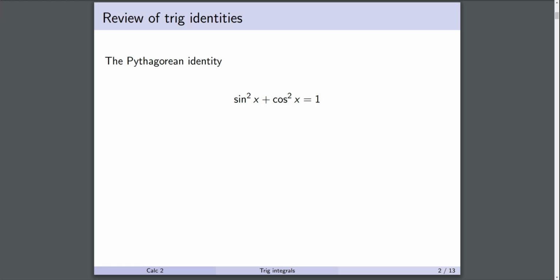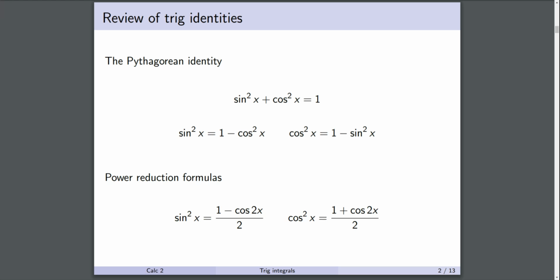I want to begin by reviewing the identities we're going to use. Here's the first one. It's the Pythagorean identity, sine squared x plus cosine squared x equals 1. And it turns out it's going to be most useful to us in a couple alternate forms. So for the one on the left, I subtracted cosine squared from both sides. And to get the one on the right, I subtracted sine squared.